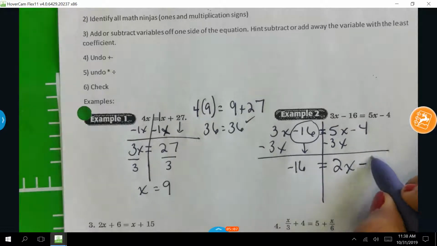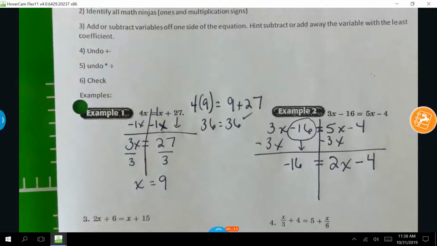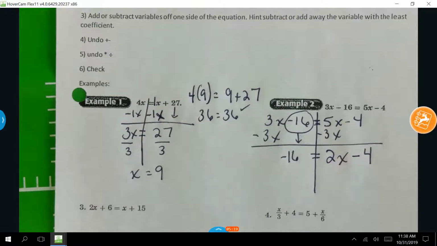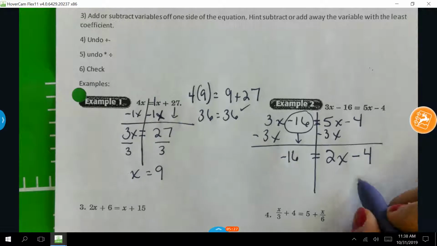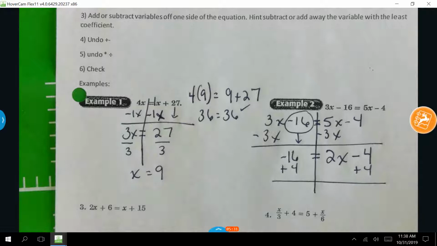2x, and then just bring down minus 4. Now, do you see how your variable term is now on the right? So guess what we're going to do next? Who can tell me? Minus 2x on both sides. No, we already took care of the variable term. We have to move the negative 4. So how do we change the negative 4? We're going to add 4. Yes, we have to add 4 to both sides.